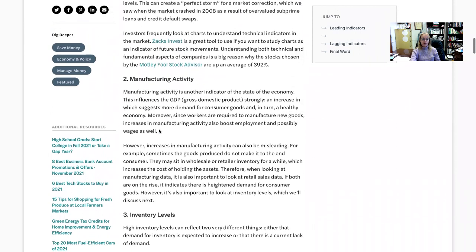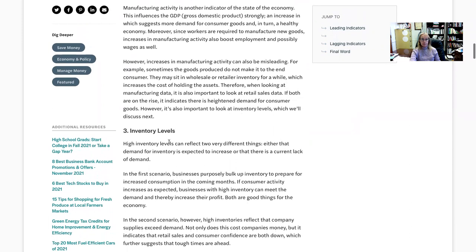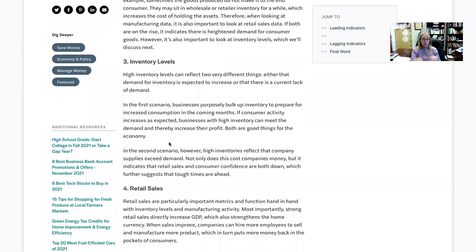All right, manufacturing activity, that can be another leading indicator. That is another leading indicator because it influences GDP, so you can look at that. Inventory levels, this can mean 2 different things. If inventory levels are high, it could mean that we're gearing up for an economic expansion, or it could mean that inventory levels are high because no one's buying anything and we're going towards a recession. So a lot of these indicators, you got to be careful because it can mean more than one thing.